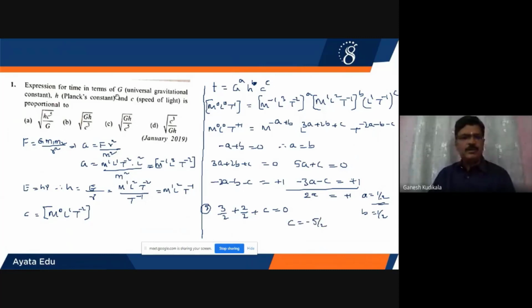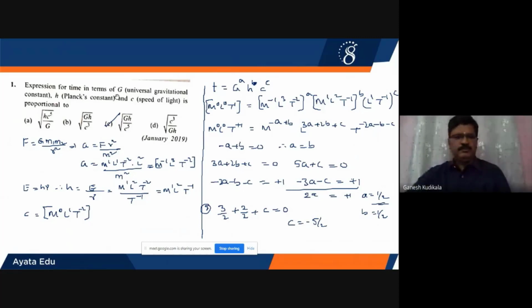So G to the power of half and H to the power of half, G and H should be the numerator. Okay, and C to the power of minus 5 by 2, so C will be going down. Therefore, the power of C is 5. Therefore, option C is correct.